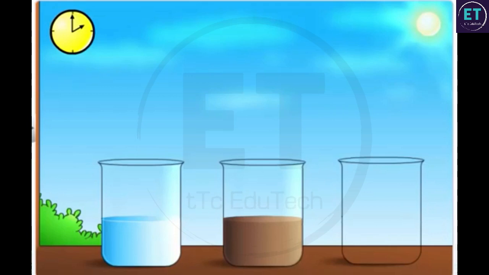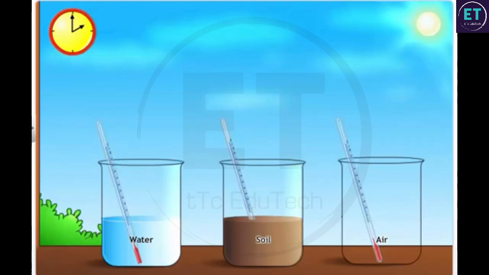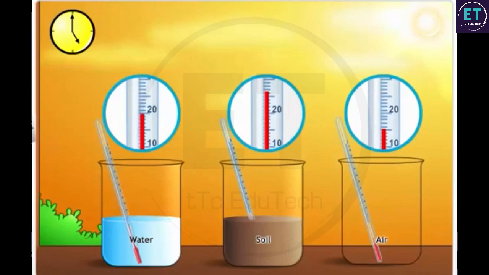Here are 3 beakers. The first is filled with water, the second with soil, and the third is left empty. A thermometer is placed in each of the beakers. The beakers are placed in sunlight for 3 hours, and the thermometer readings are taken. Do you notice a difference in the readings? The temperature reads more in the second beaker than in the others.